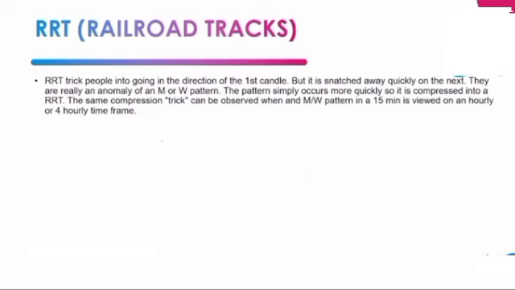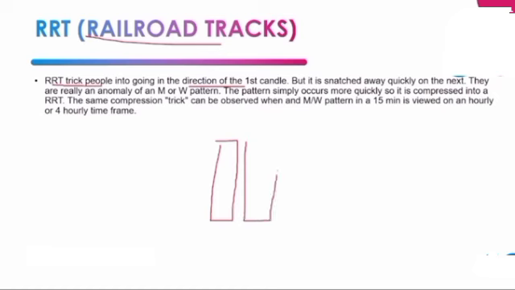Then we have another type of candlestick, which is called railroad tracks, RRT. The railroad track is meant to trick people into going in the direction of the first candlestick. A railroad track is whereby we have two candlesticks of the same length like that. They mimic the railroad or the railway line, this being a green candle and this one being a red candle. But it is snatched away quickly in the next.